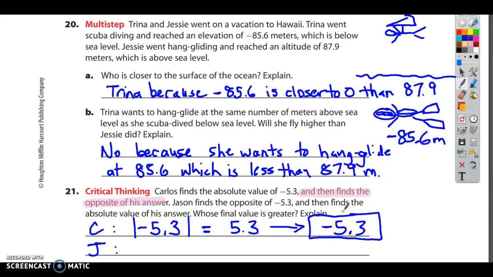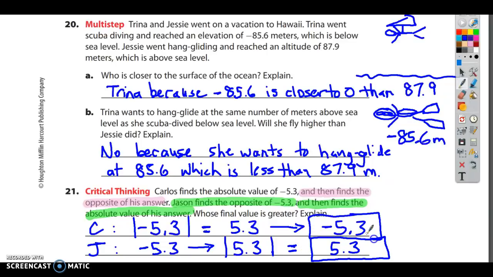Now let's go to Jason. I'm going to switch highlighters here. Jason finds the opposite of negative 5.3. So let's do what Jason does. He starts with negative 5.3 and he finds the opposite of that. Well, what's the opposite of negative 5.3? It's positive 5.3. And let's go back to the highlighter here. And then finds the absolute value of his answer. Well, what is the absolute value? I'm going to use the symbols here. What's the absolute value of 5.3? 5.3 is 5.3 spaces away from 0. So Jason ends up with 5.3.